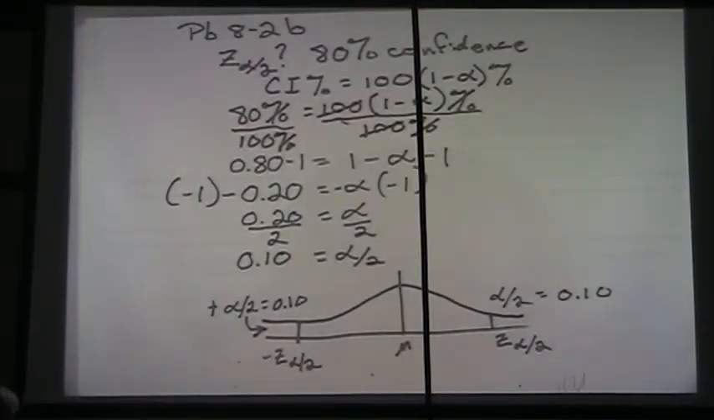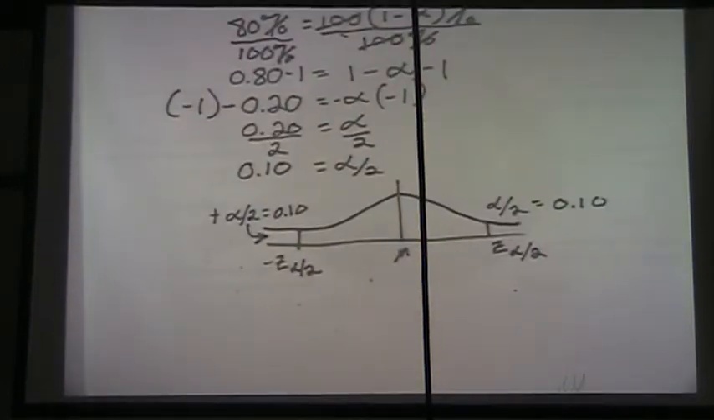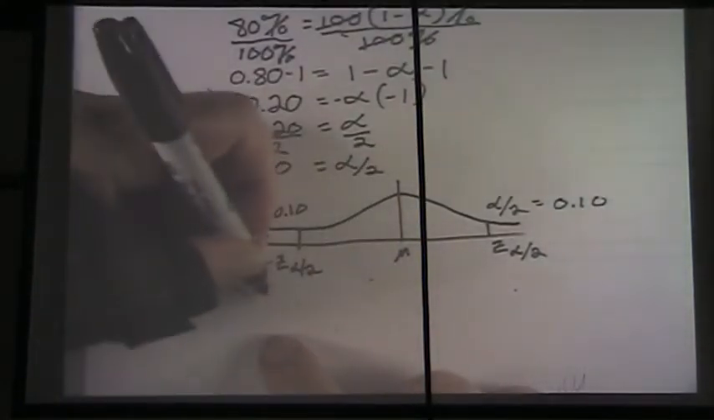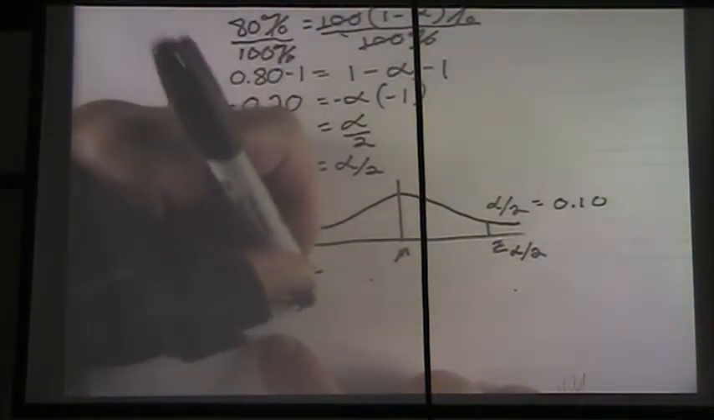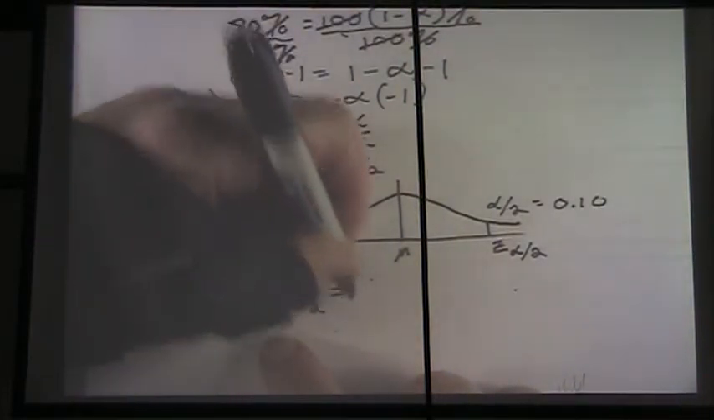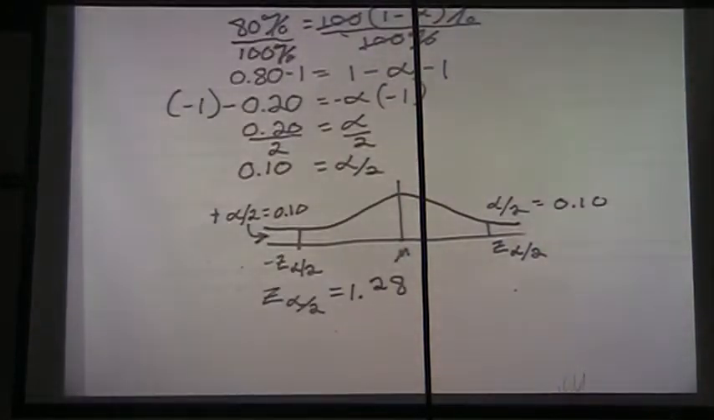All right, having said that, I then transfer that knowledge and say that Z alpha divided by 2 equals 1.28.